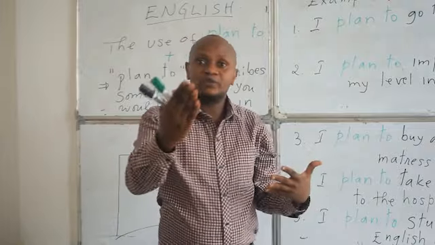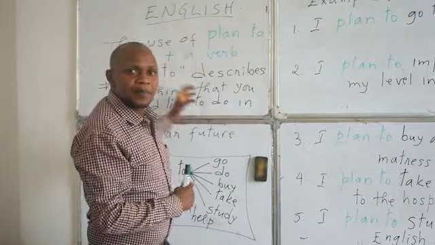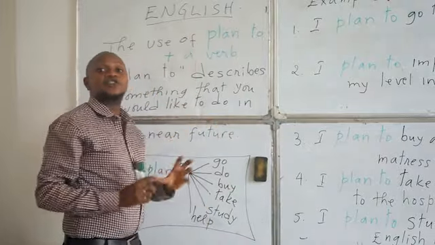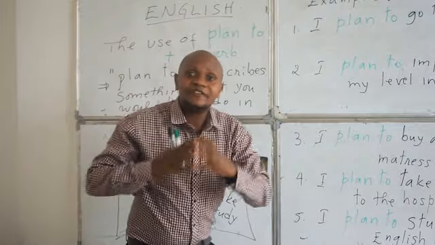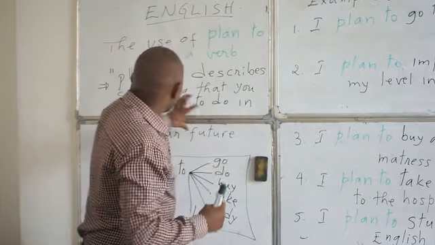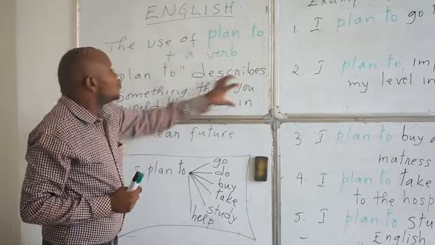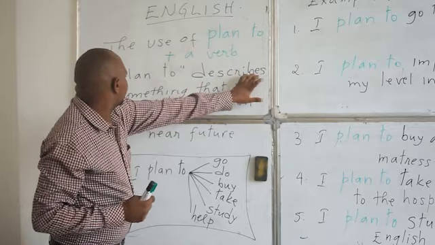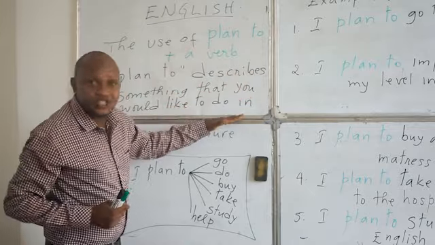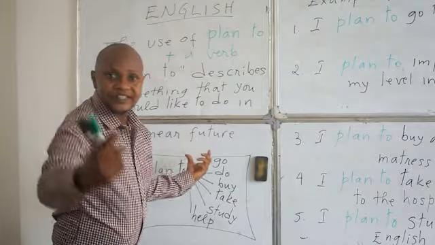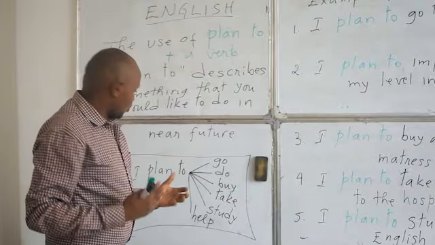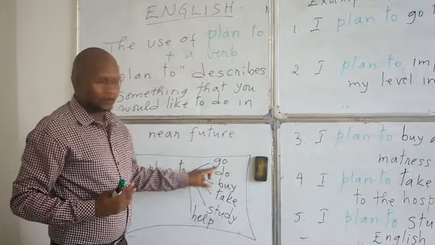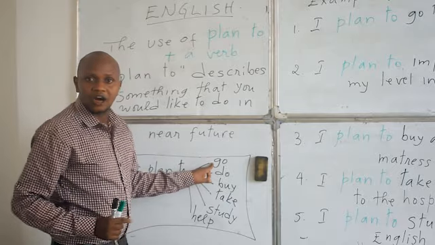That's good. That's what you are going to do. We use I plan to describe something that you would like to do in near future. When we say I plan to, it describes something that you would like to do in near future. For example here, I plan to go.